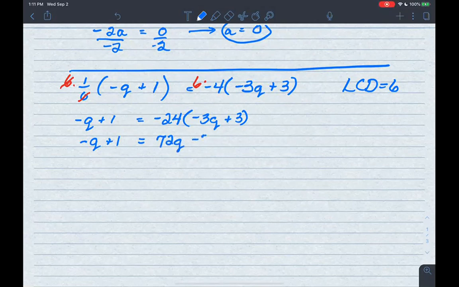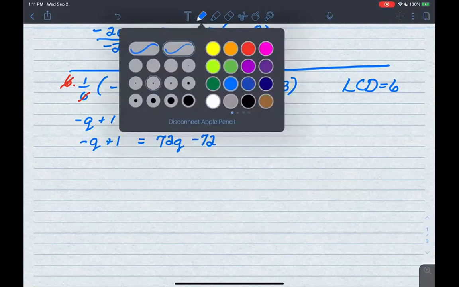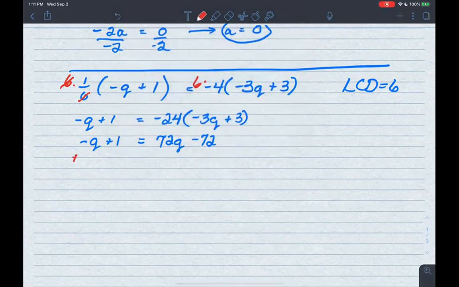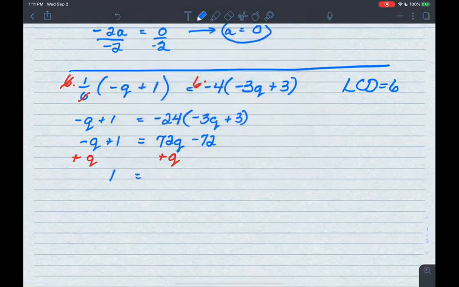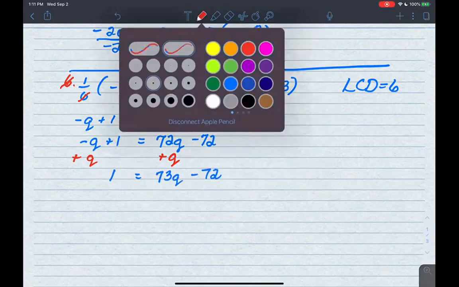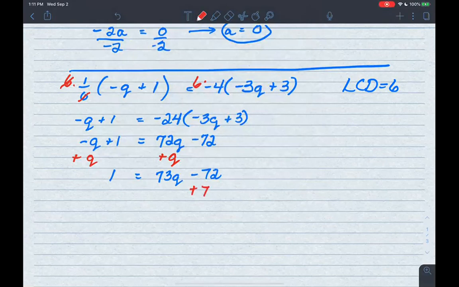72Q minus 72, and it's going to be kind of messy. I'm going to do this a little bit differently this time. I'm going to add Q to both sides. So I'm going to put my Q's on the right-hand side, which is perfectly fine. And I have 1 equals 73Q minus 72. And then I'm going to add 72 to both sides.